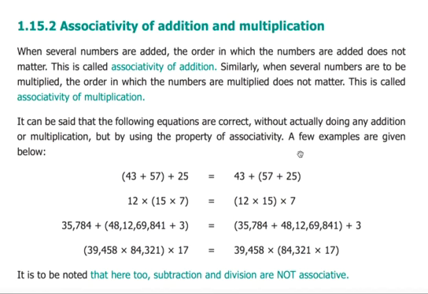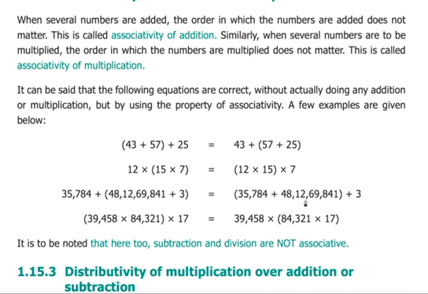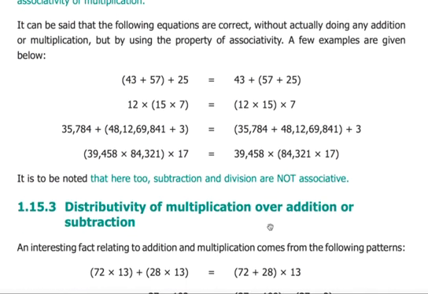A few examples are given below. Okay, so this one, like this, like this, like this. This is same. This is same. This is same. This is same. It is to be noted that here too subtraction and division are not associative, right?